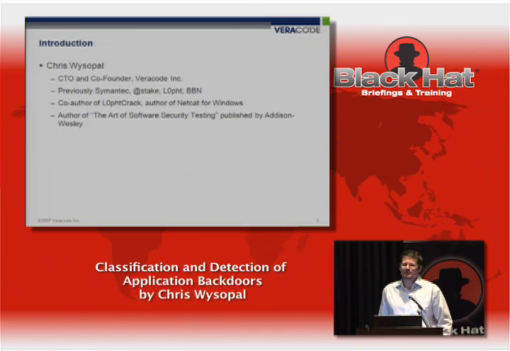You may have used some of the tools I wrote a long time ago, like LoftCrack and Netcat. And interestingly enough, Netcat has been flagged as a backdoor by some of the antivirus companies over the years. And I complain, and then they take it off their list, and then someone complains, and they put it back on their list.